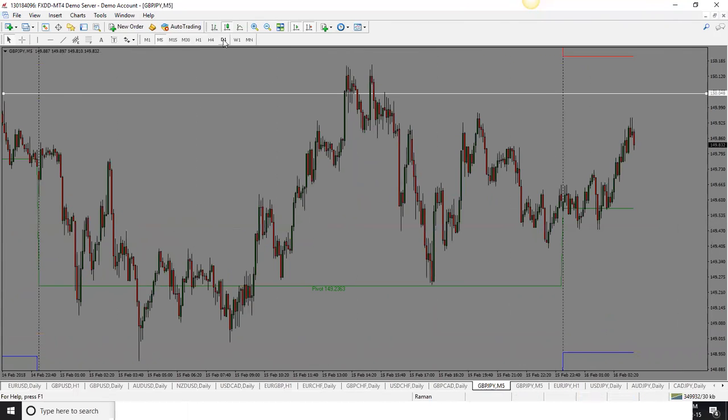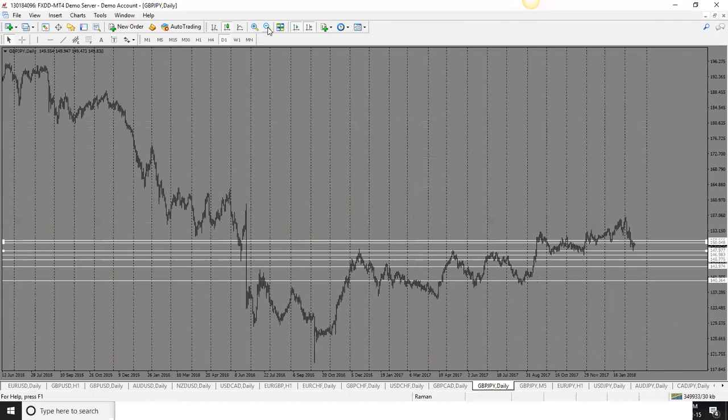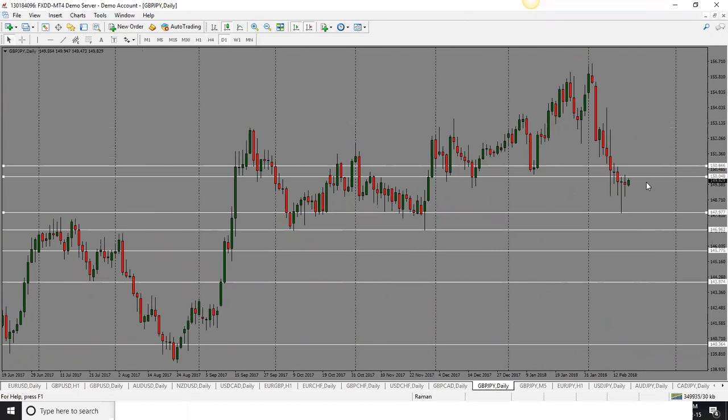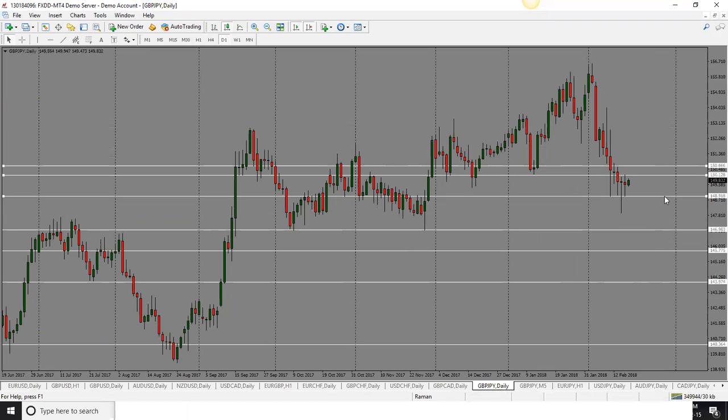Pound yen daily close is very neutral, so no direction at this point. This is sort of what's going on. The overall trend is to the downside, but now we are starting to struggle a little bit. I'm looking for price to possibly go into this high here and then drop, but it's neutral, so it could go either way.